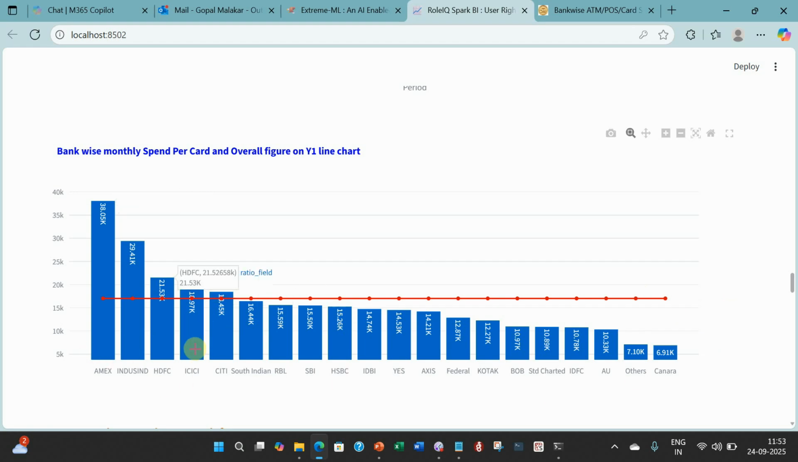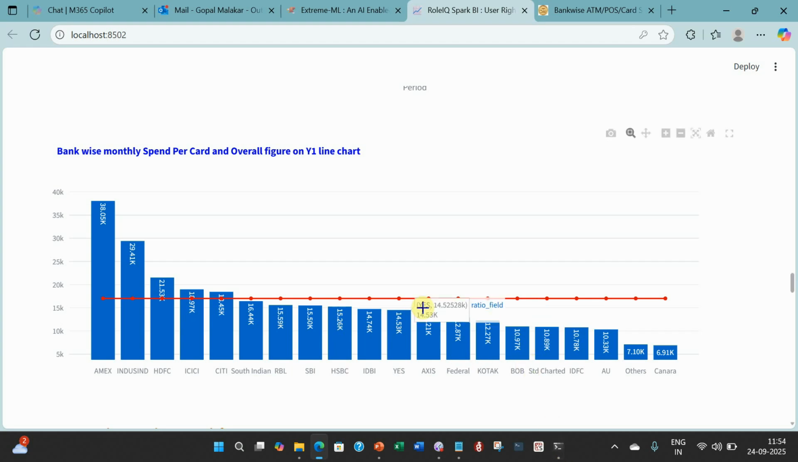These are the four or five which are more than the industry: Amex, IndusInd, HDFC, ICICI, City. After that, there is a range of 16,000 to 18,000, and then you have 16,000. From here to here, almost everything is between 15 and 14,000, which is RBL, SBI, HSBC, IDBI, and Axis. And then comes 12,000 again, which are these two, Federal and Kotak.